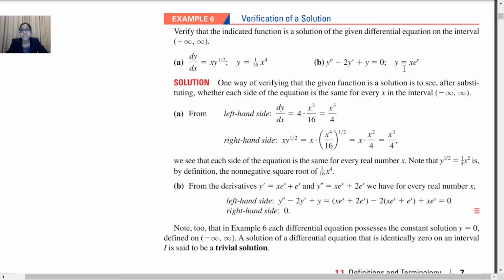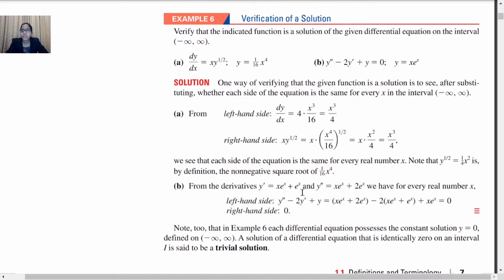If y is x into e raised to x, what will be y dash or dy by dx? That will be x into e raised to x plus e raised to x, by the product rule. Now we have to differentiate it again. So the derivative of x into e raised to x is x into e raised to x plus e raised to x, and we have the derivative of e raised to x.